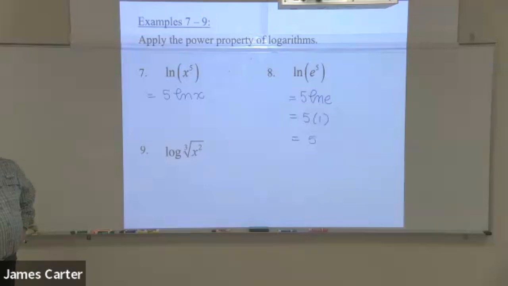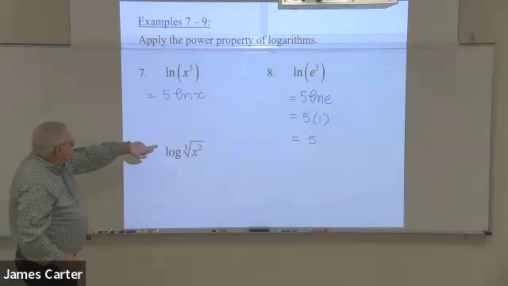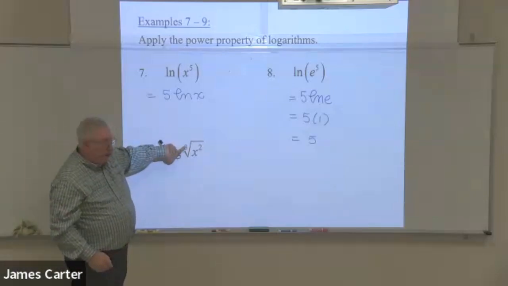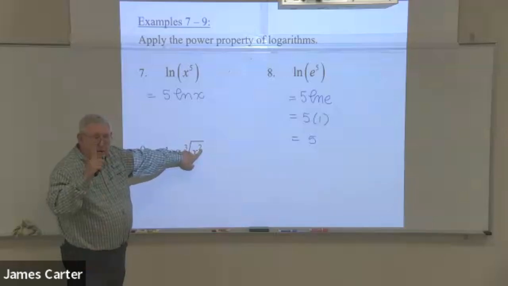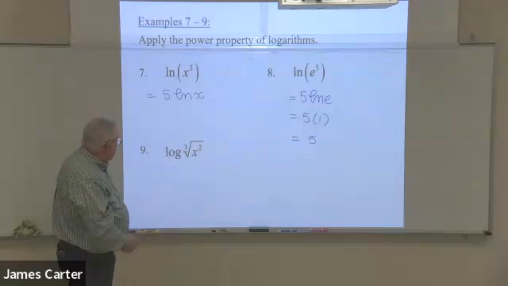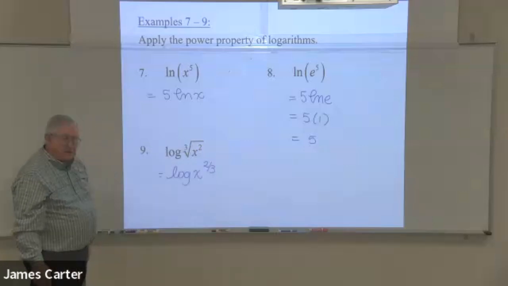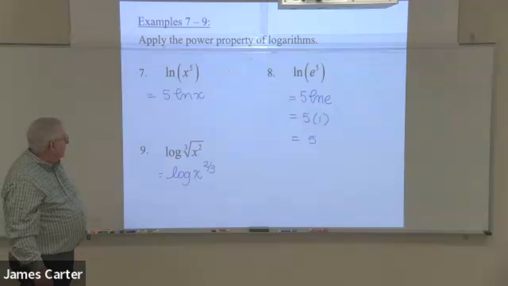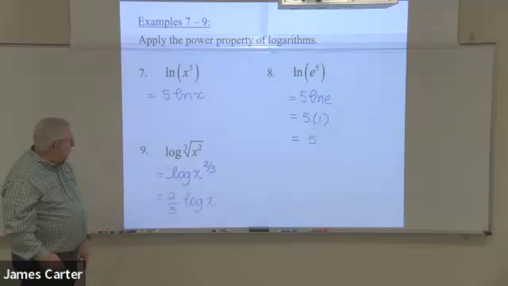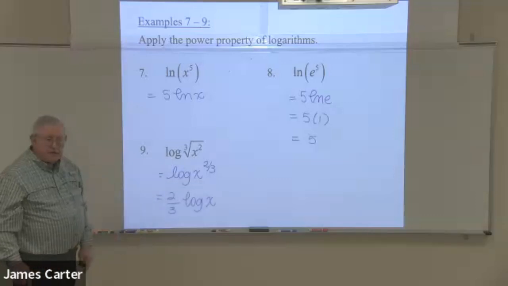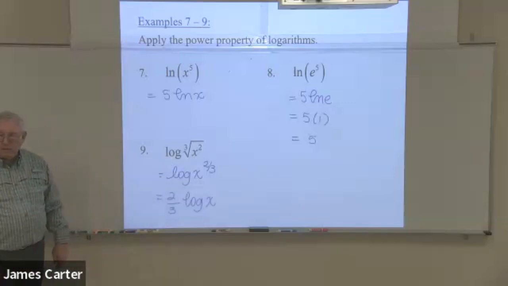We've got to convert this to fractional first. Remember, this is always the denominator. If there is anything under here, it is the numerator, and if there's nothing, it's a 1. So this becomes that. So we use the power property and bring the 2/3 out front, and in this case, that's as far as we can go.